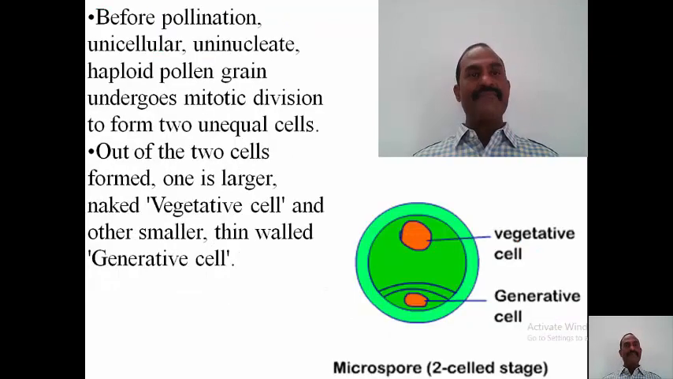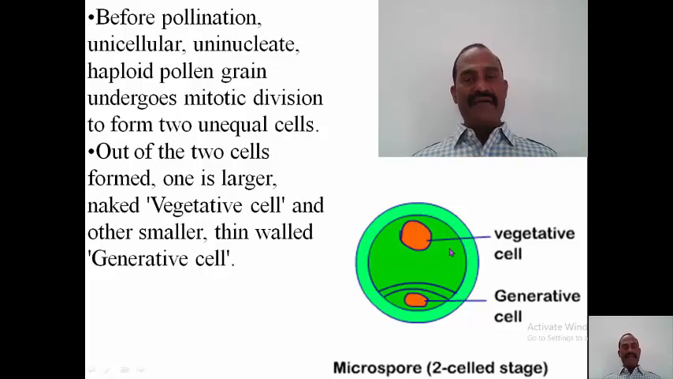Now, as far as the process before pollination is concerned, the unicellular, uninucleate, haploid pollen grain undergoes mitotic division. But this mitotic division is unequal. It will result in the formation of two unequal cells. Here you can see a smaller cell. This smaller cell is called the generative cell. And a larger cell is there. This larger cell is called the vegetative cell.